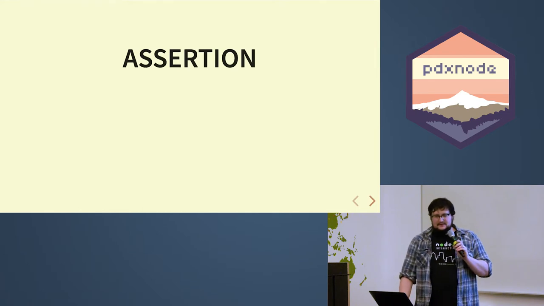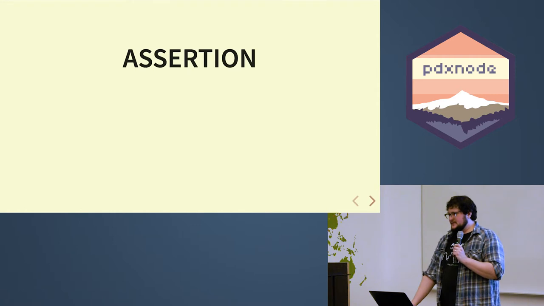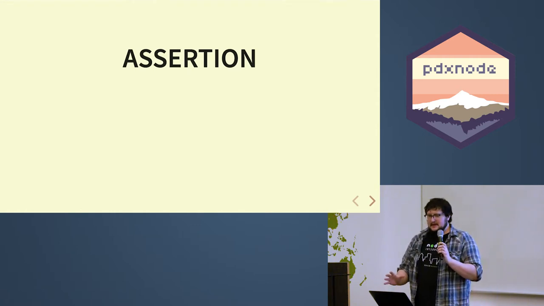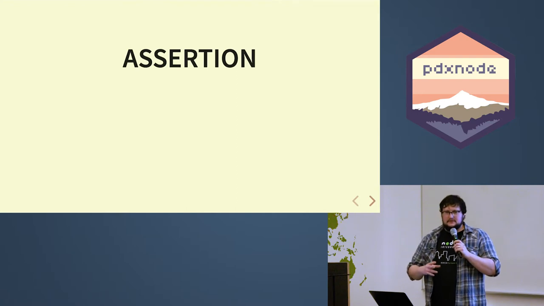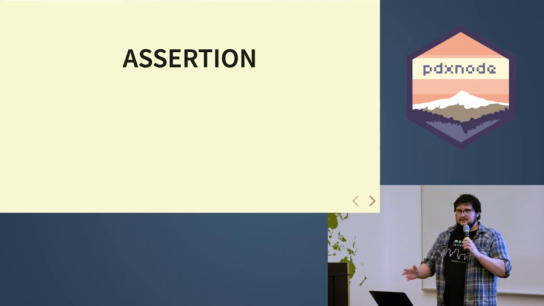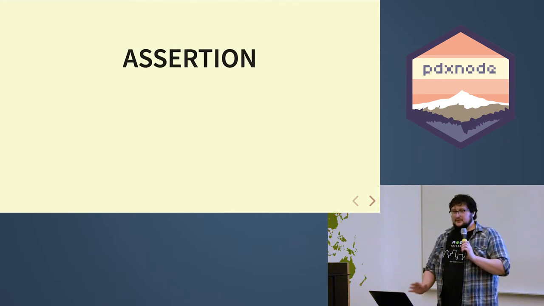The first thing is the assertion. And so what is an assertion? Fundamentally, it's a comparison. And if the comparison is true or truthy, nothing happens. If the comparison is false or falsy, then it throws an exception.